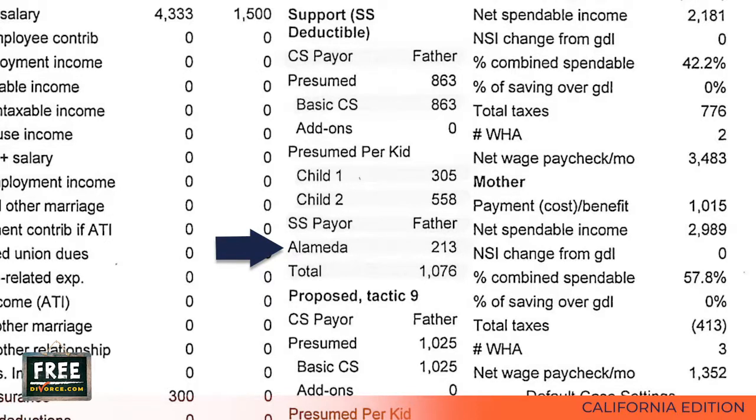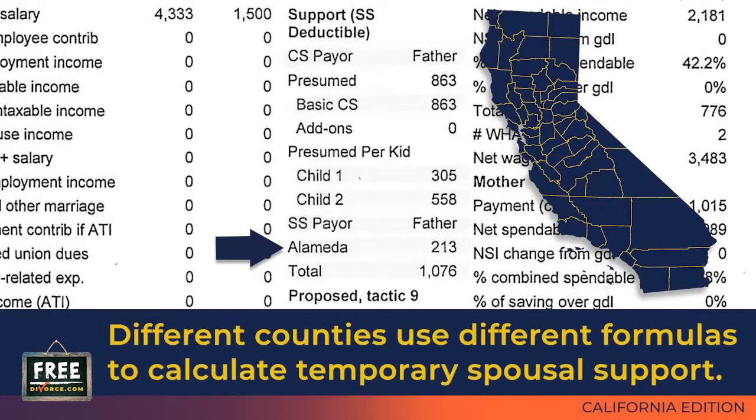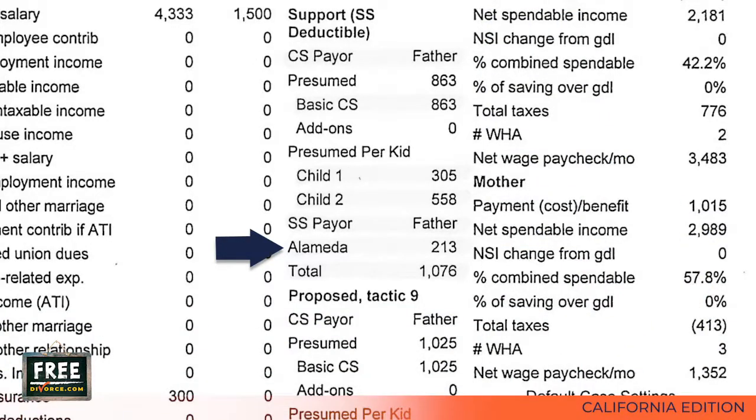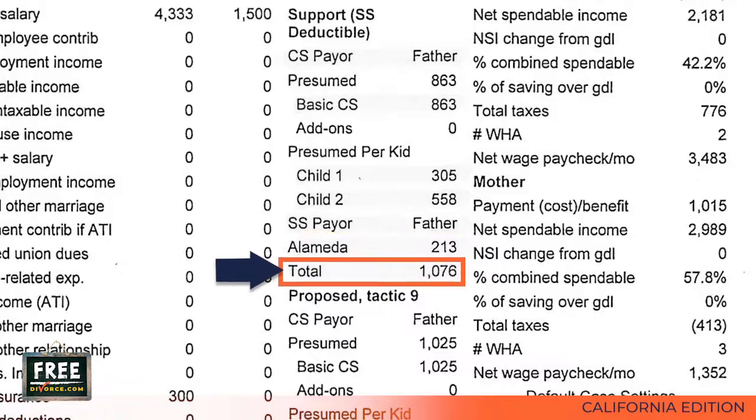As we mentioned in an earlier spousal support video, different counties use different formulas to calculate temporary spousal support. We could have changed the settings on the Dissomaster program to a different county, such as San Francisco County, if we were running the calculation for a divorce that was pending in San Francisco. The $213 per month figure is the amount of temporary spousal support that payor, father/husband, would owe mother/wife in our sample calculation. The $1,076 number, which is located just below the spousal support number, is the total of the $863 a month in child support plus the $213 per month spousal support number.